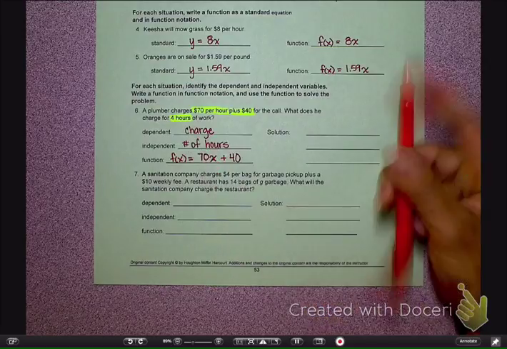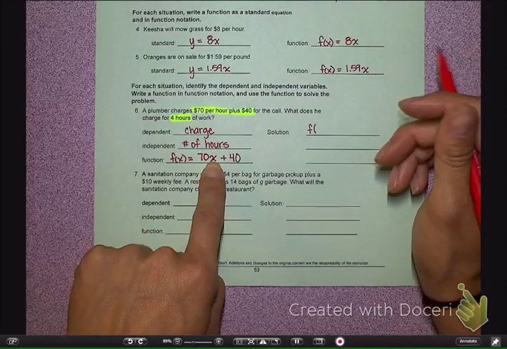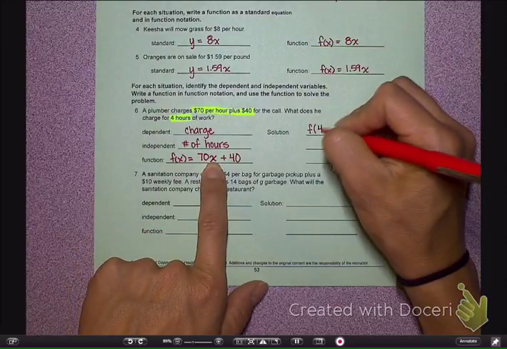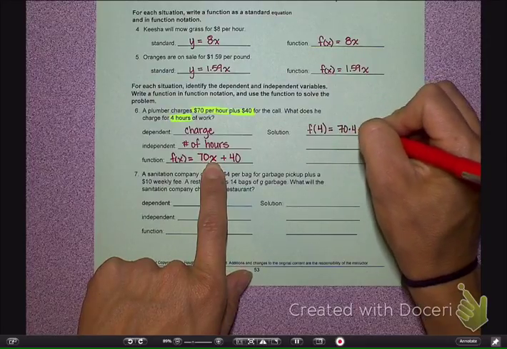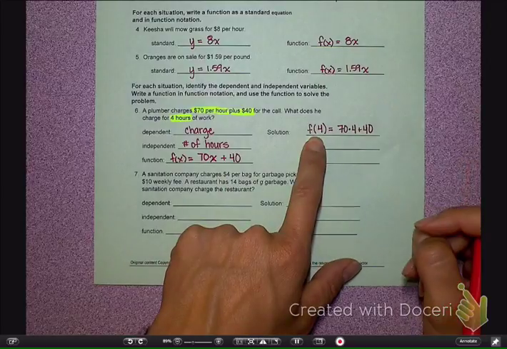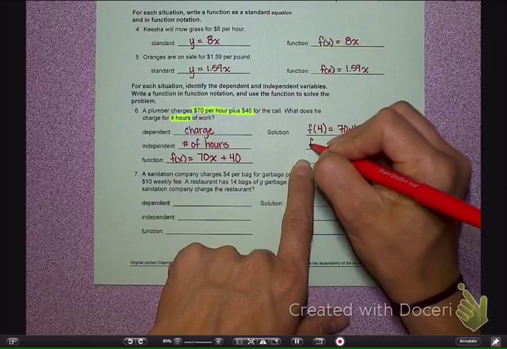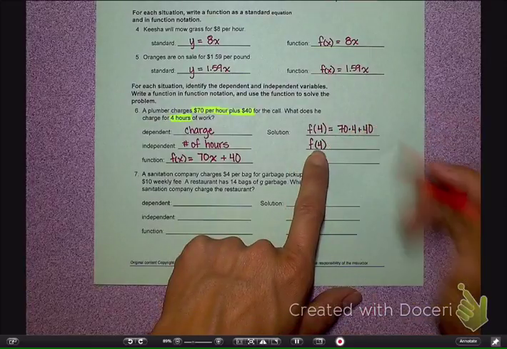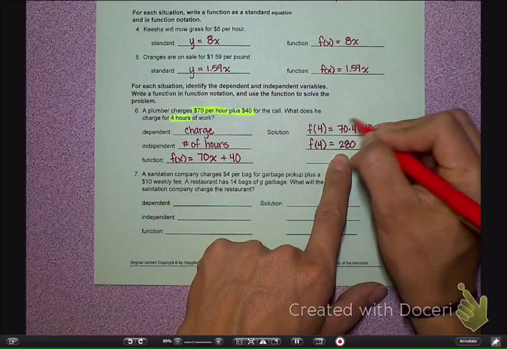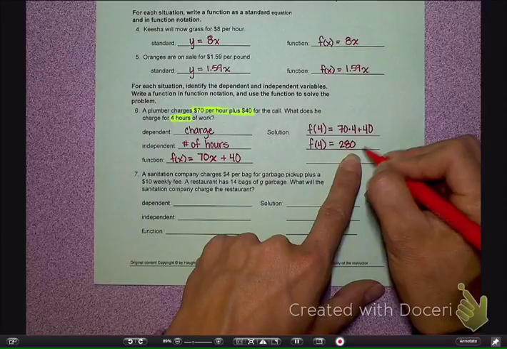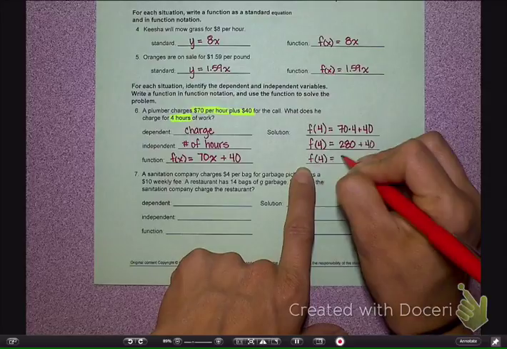To solve this, I'm going to replace my number of hours with 4. So everywhere I see an x, I'm going to put a 4. Now, I know this is kind of funky because you're like, what do I do with this f of 4 now? You just leave it like that. So the function evaluated for 4 hours is going to be 70 times 4, which is 280, plus 40. And what is 280 plus 40? 320.